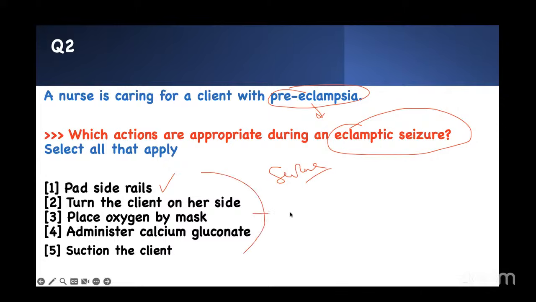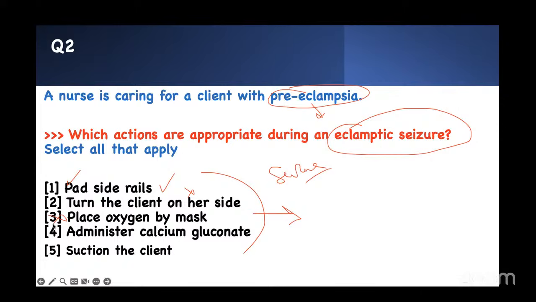What do you think? If you know the answer, put it down. Somebody is having seizures. Which of these should you do? Is a test-taking strategy designed to trap you? Which of these should you do? Of course, we're going to pad the side rails. We're going to turn the patient on the left side so that they don't aspirate. You cannot put oxygen on a patient who is having seizures. It's a trap, right? So this is wrong.